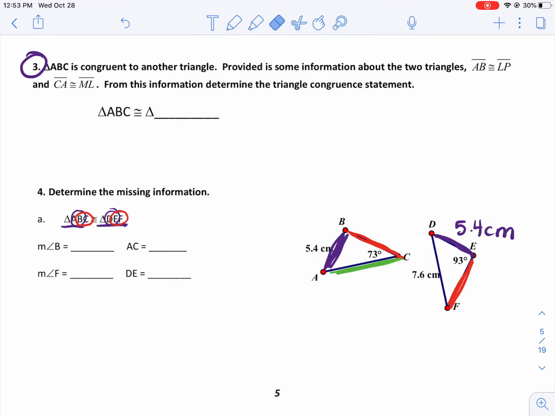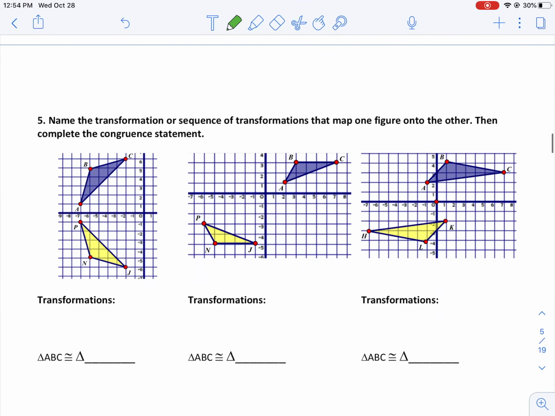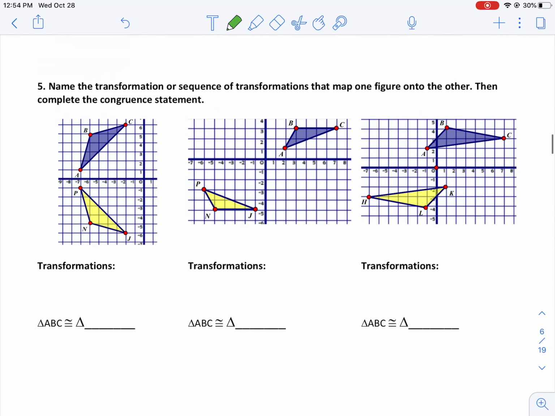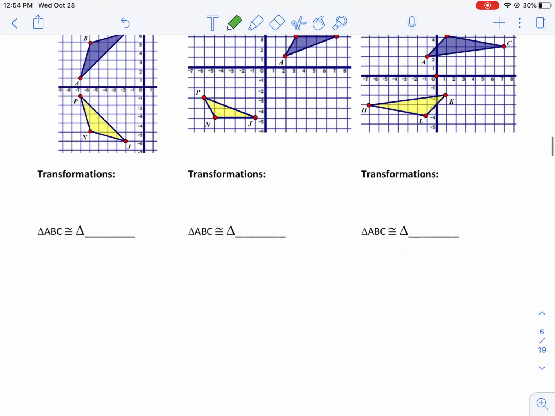Let me clear this off. So if we look here, here's A, here's C. Do you see how they're sort of sandwiched? That's going to match with D and F. So this is 7.6 centimeters. Okay, so you can use those to help you match things up. So try page 5, and then we also want you to try number 5 on page 6 as well.